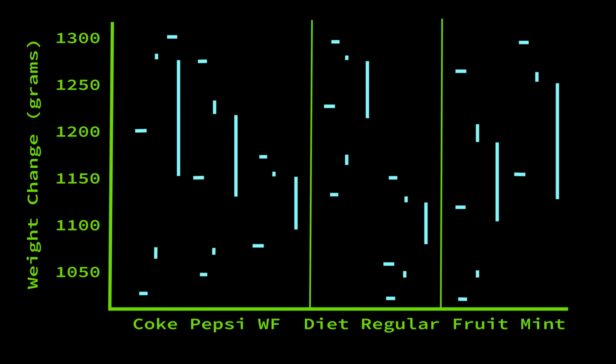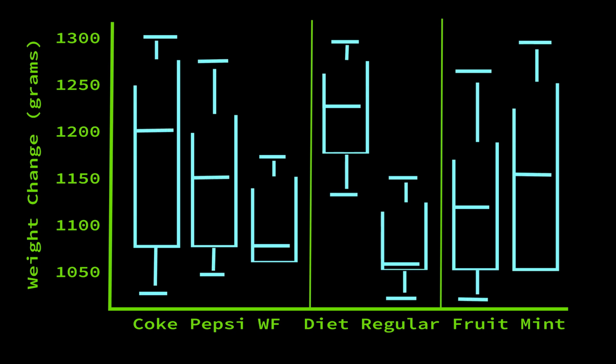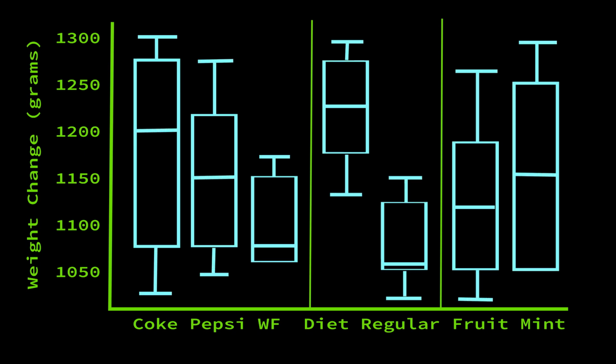Creating box plots for our factor versus our response variable, we can see a few things right off the start. 1, the amount of liquid lost on average is highest for Coke and lowest for Western Family. 2, the amount of liquid lost is much higher for diet than it is for regular. And 3, at least based on the box plot, there doesn't appear to be a big difference between the fruit variety and the mint variety of Mentos.